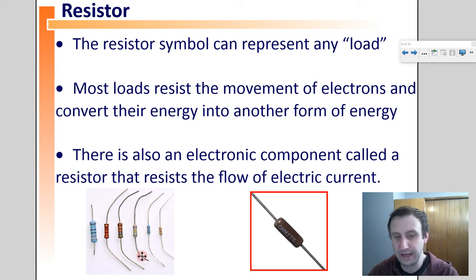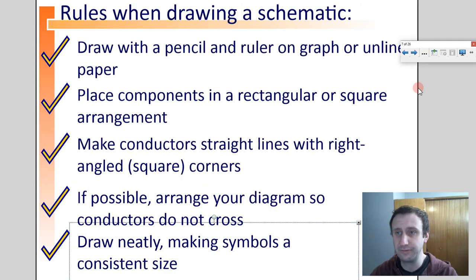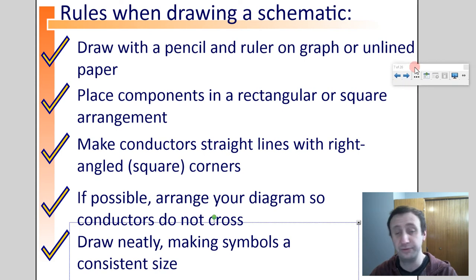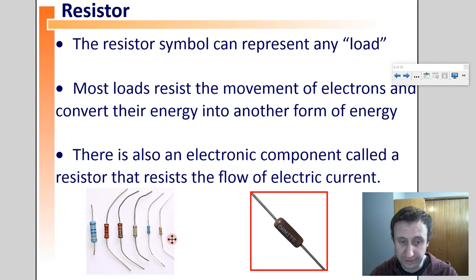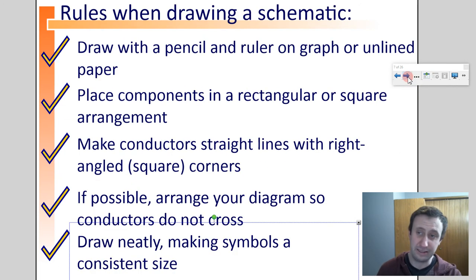There's a code that has to do with the colors that will tell you how much resistance each one of these resistors provides. You don't have to know about the codes, you don't have to know about the colors, you just have to know that resistors resist current, that they essentially convert energy from the electricity into another form, typically heat, right? The resistor component, it is for sure heat. These are for sure heat. But when we use resistor just to mean any load, then we don't know.